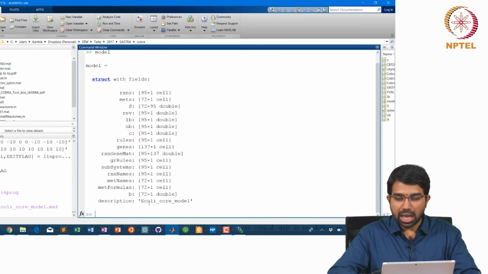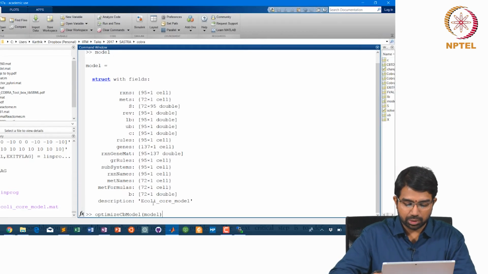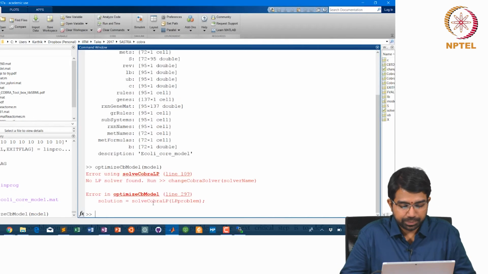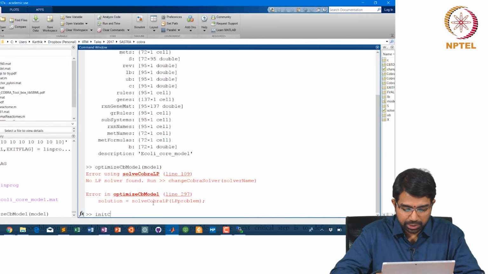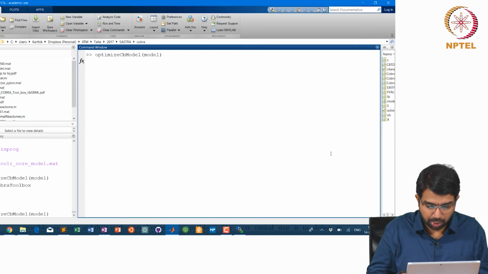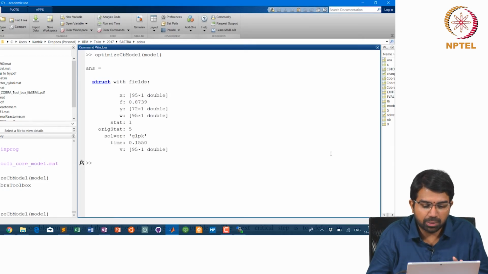So I will use the COBRA toolbox now without actually telling you how to use it, and run it, and let us see if I get a solution. I need to initialize the COBRA toolbox. Yeah. So I now get a solution. Optimized CB model means optimized constraint based model. We will go through all these functions in a later lab.